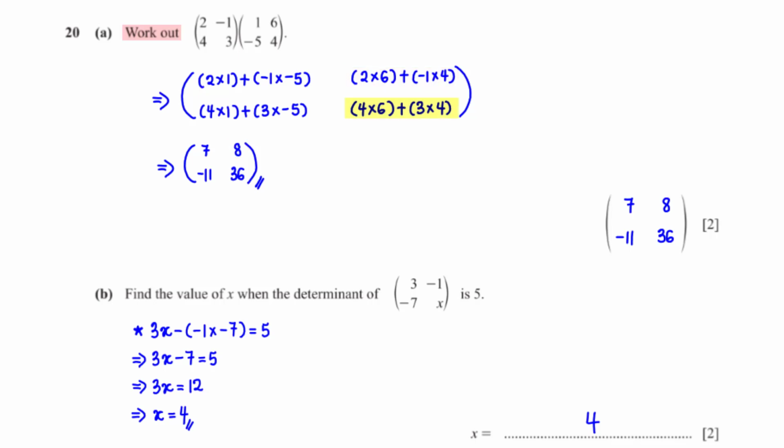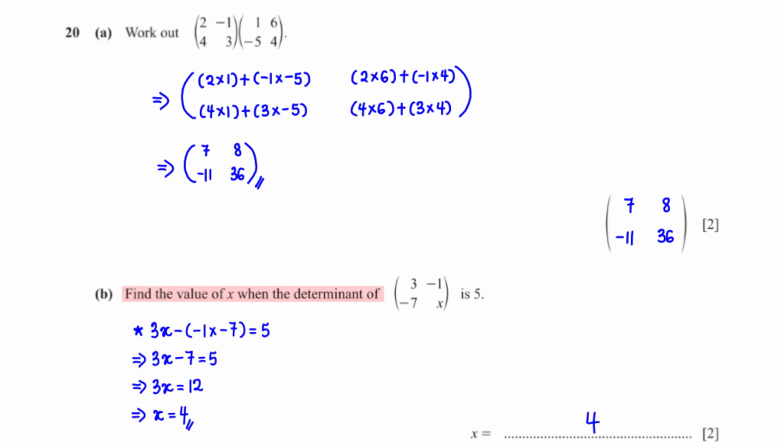To get the elements in this position, we multiply the elements in row 2 of the first matrix with the elements in column 2 of the second matrix. So 4 times 6 plus 3 times 4 gives us 36. So we have 7, negative 11, 8, 36.